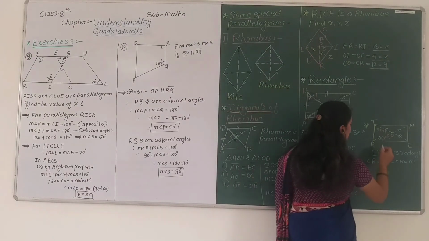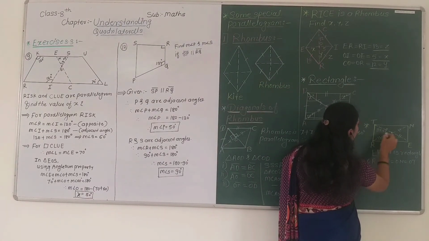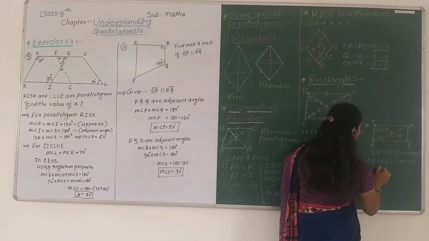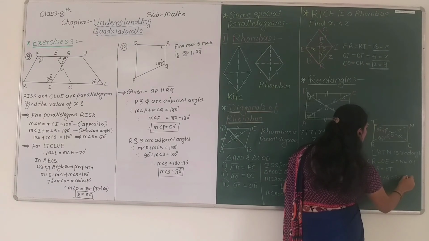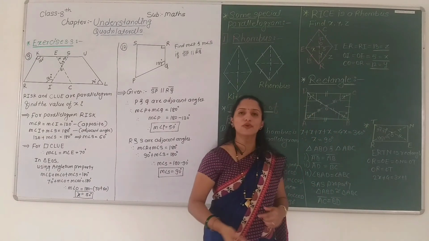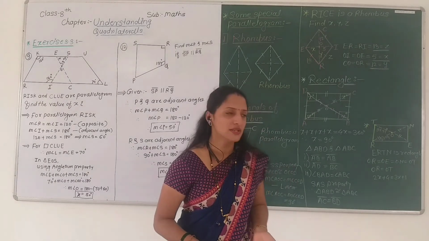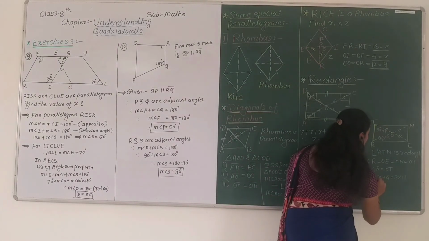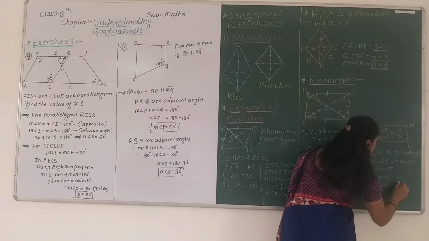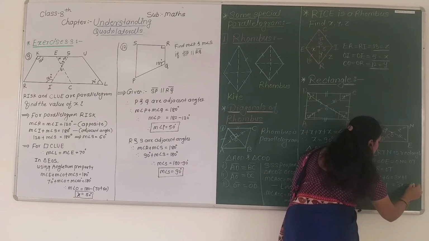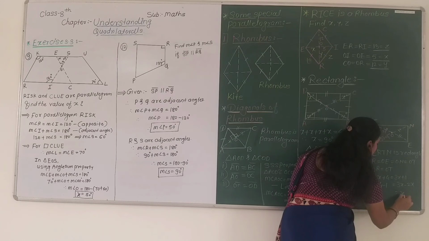Okay, so from this we can write OR is equal to OT. So we get 2x plus 4 is equal to 3x plus 1. Now all of you know how to solve a linear equation. Just transposing 2x to this side and 1 to this side. So 4 minus 1 is equal to 3x minus 2x. That is x is equal to 3.